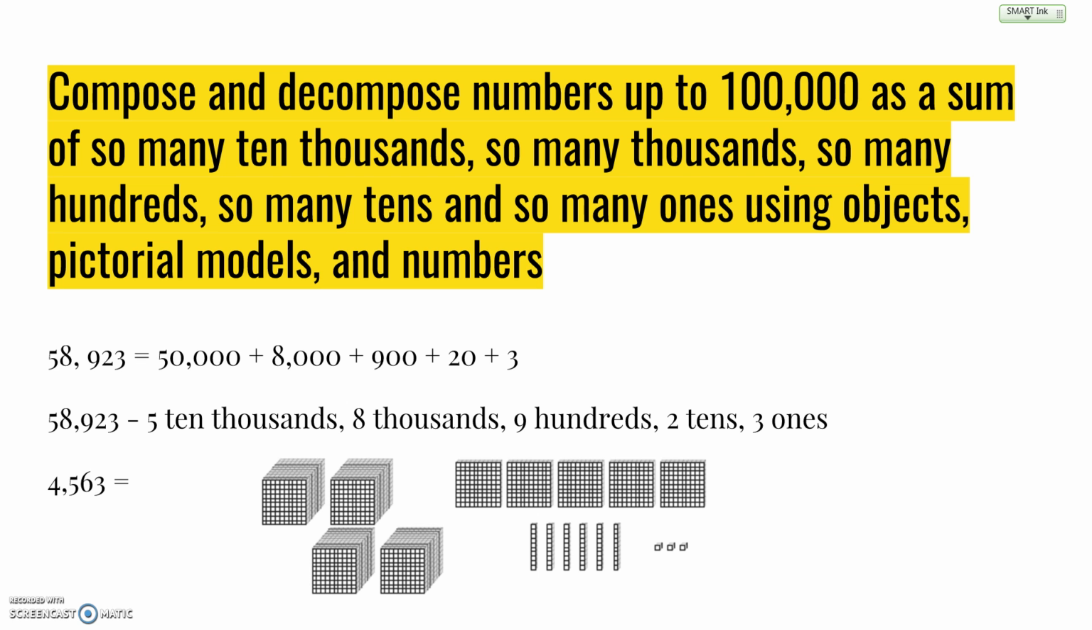And then at the bottom, we see a pictorial model of 4,563. And so we have 4 1,000 cubes, the large cubes. We have 5 flats, 100s blocks. We have 6 rods, or 6 10 sticks. And then 3 small cubes, 3 unit cubes for ones. And so that's a pictorial representation of 4,563. And the students need to be able to go back and forth between any of these representations, the standard form, the expanded form, the representation as place value, or the pictorial model.